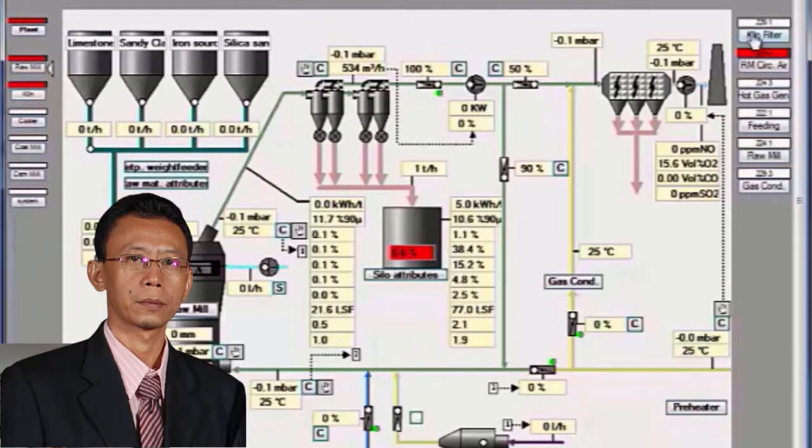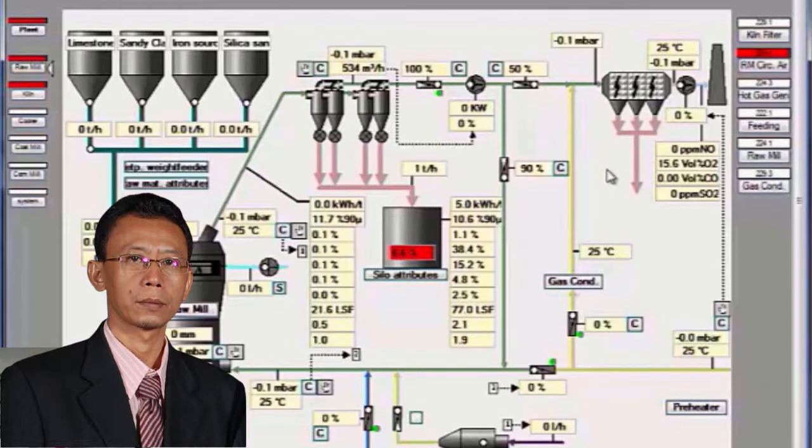At this time I will explain how to operate the raw mill vertical roller mill using the simulator. This is one example of the production process of milling raw materials using a vertical roller mill. To control this process, we use hot gas from the hot gas generator. It is generally operated when we want to operate a new cement factory. At that time the raw meal silo is still empty, so it is not possible to operate the kiln.